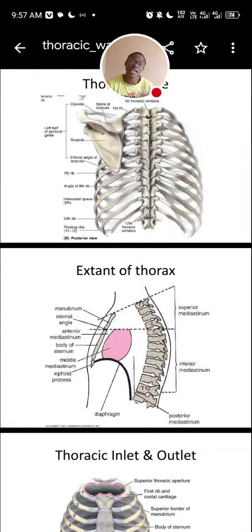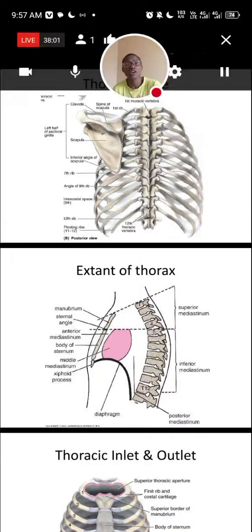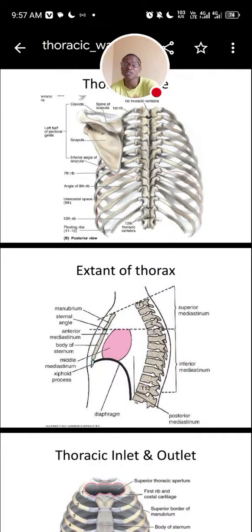Okay, capsule, ligament, blood supply, relations, now nerve supply, muscle and movement and action. Okay, now the applied anatomy or clinical significance.